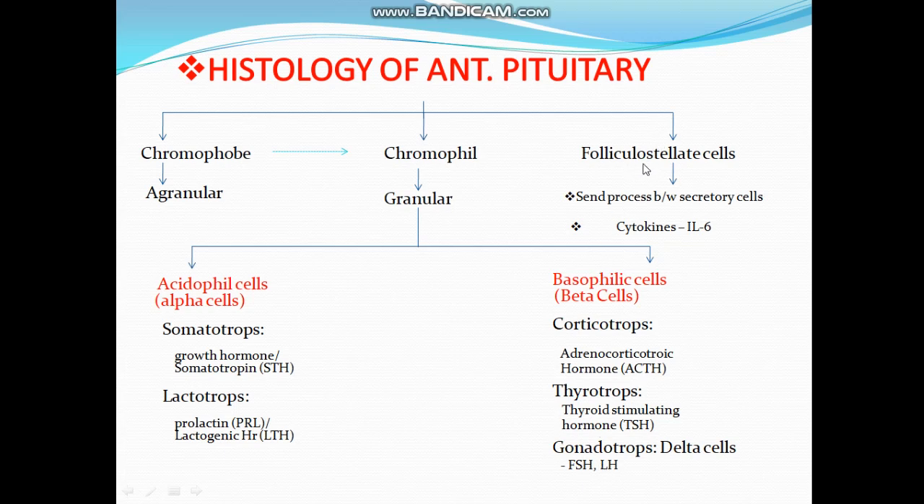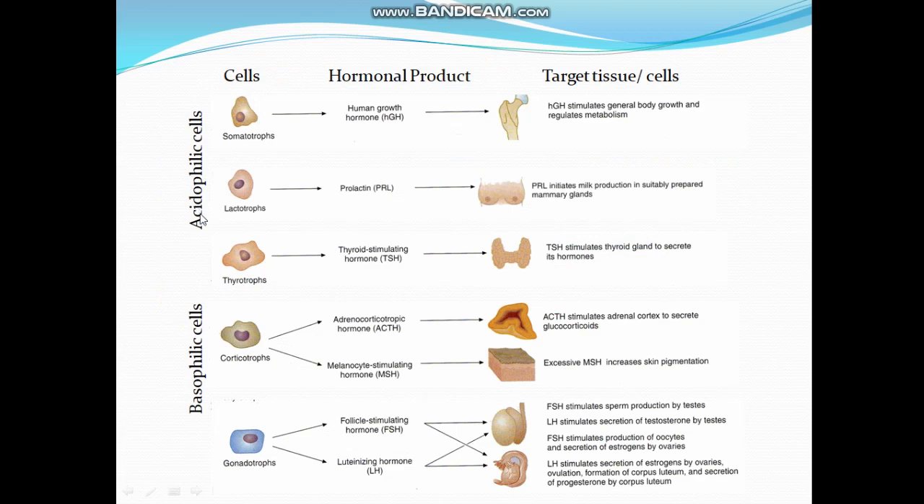Corticotrophs secrete adrenocorticotropic hormone, ACTH. Thyrotrophs secrete thyroid stimulating hormone, TSH, and gonadotroph cells secrete FSH and luteinizing hormone. Now come to the third cell, the folliculostellate cells. They send processes between the secretory cells, but recently it was found that they also secrete cytokines like interleukin 6. So that was the histology of the anterior pituitary gland.